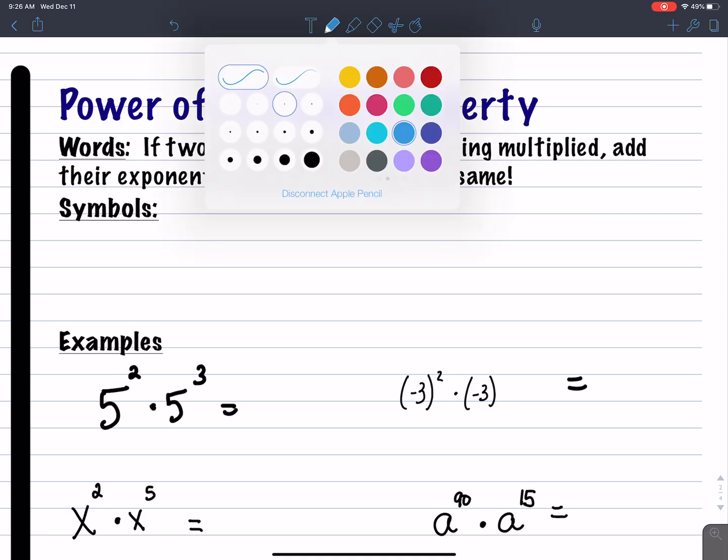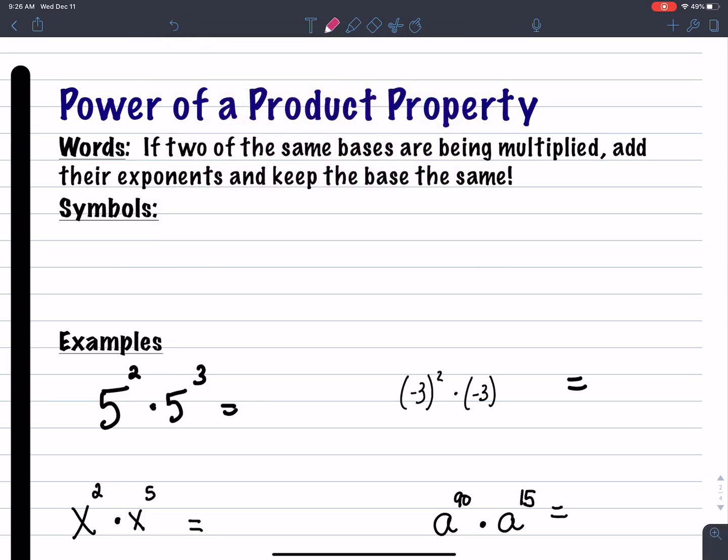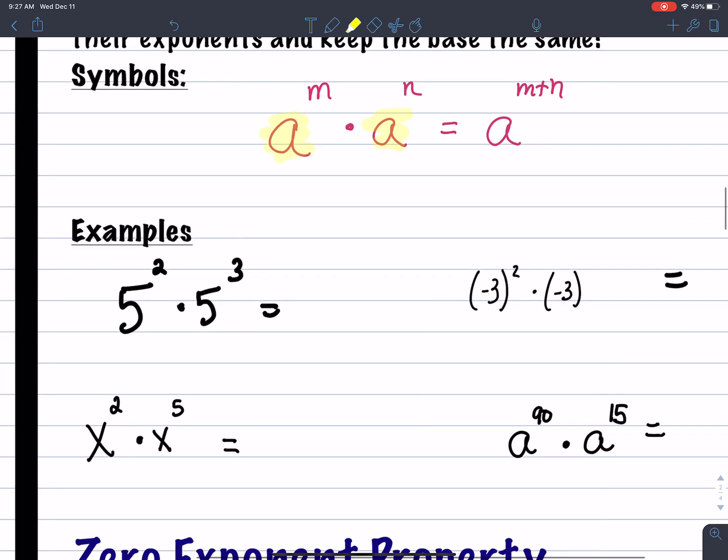So in symbols, what you'll need to add to your notes, like if I took some number, a, to a power of m, and it was multiplied by a to some other power, the answer would just be that number a to this new power where I add them. So again, we're noticing that the bases have to be the same. So for example, here, I see 5.